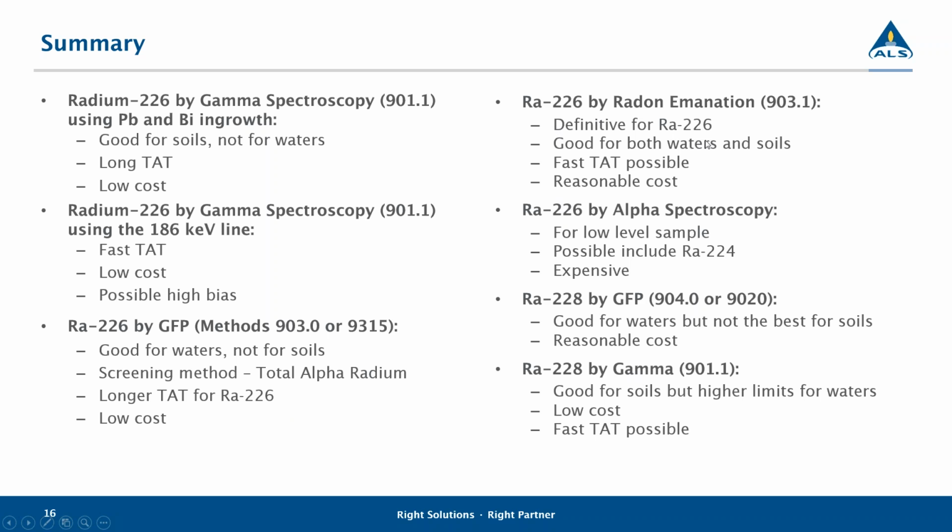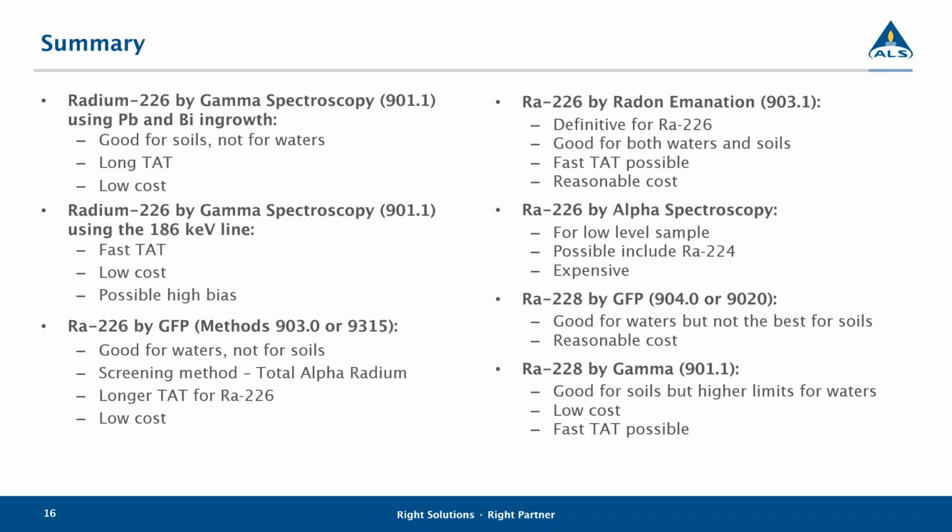Your radium-226 by the 903.1, your emanation, it's definitive for 226. Good for both waters and soils. You can get a faster turnaround time, and it's a reasonable cost, a little bit more than your 903.0, but not bad.